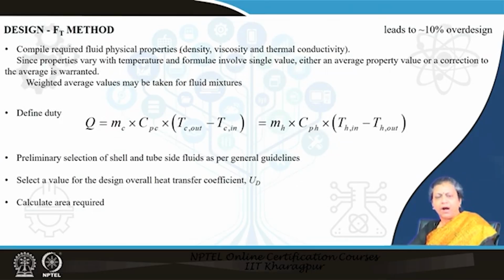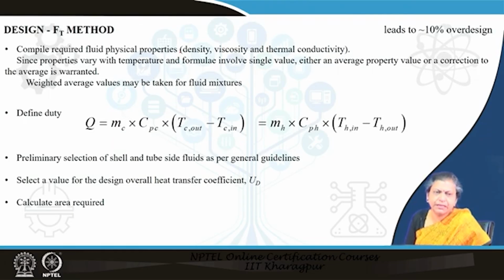Now the design part which I am going to discuss is commonly known as the FT method, which is available in Kern. Let me tell you, there are different ways by which we can design. There is the Delaware method, there is the stream analysis method. More or less we will be discussing just the FT method. We do not have time to discuss all the other techniques, and just for your information, this leads to about 10% over design, which is quite acceptable.